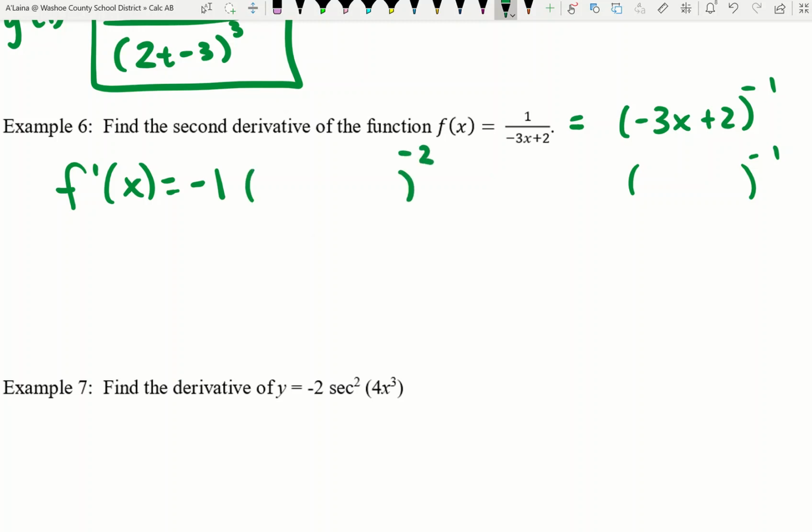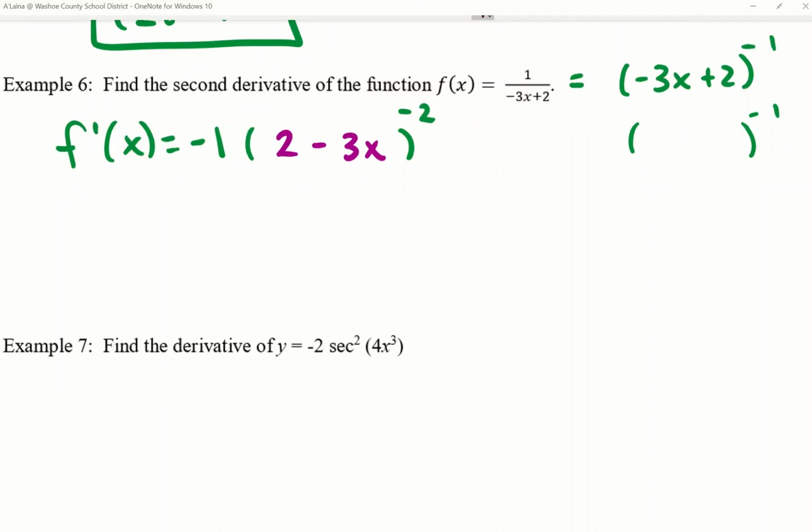And that would leave me with a power of negative 2 when I subtract 1 from the power. I do want to keep the original base of negative 3x plus 2. I'm going to write this 2 minus 3x. I just prefer not to lead with a negative. That's just personal choice. It's up to you.